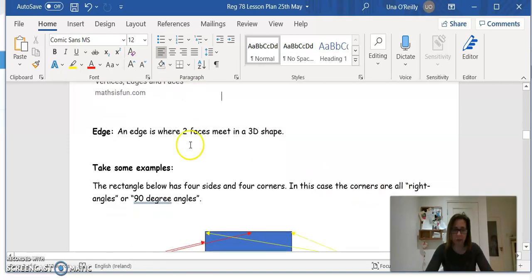Last one, sorry, an edge. Okay, an edge is where 2 faces meet in a 3D shape. So again, this face and this face meet at this edge. Okay.